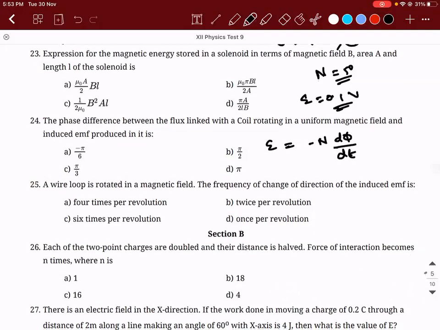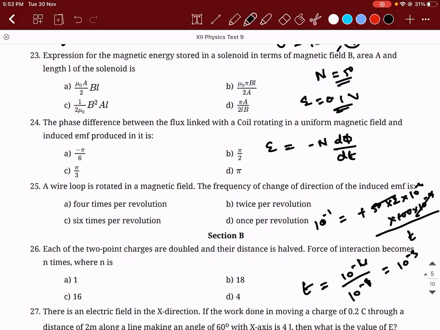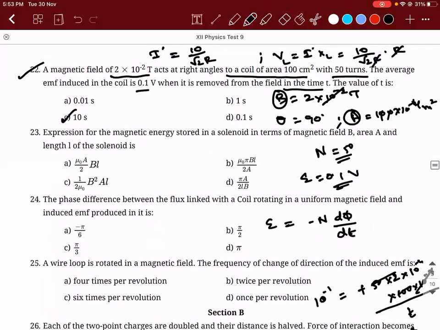So EMF is 0.1, so 10 power minus 1 is equal to minus, I was forgetting this, minus 50 into 2 into 10 power minus 4 into 100 into 10 power minus 4, the whole divided by time. Correct? Yes, sir. So 100 into 100, and this will cancel. So T will be equal to 10 power minus 4 divided by 10 power minus 1. So it becomes 10 power minus 3 seconds.